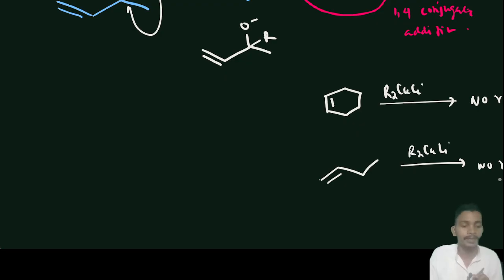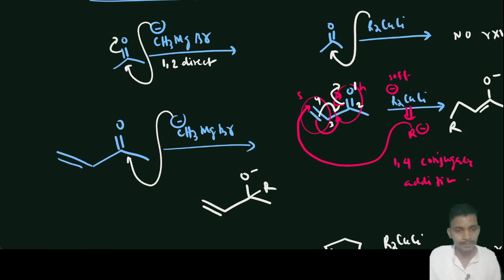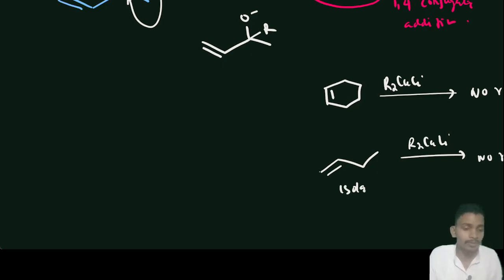No reaction. It is clear that the Gilman reagent will react only if there is a double bond conjugated with a carbonyl group. Otherwise, if it is simply a carbonyl group, no reaction. If you give simply an isolated double bond, also no reaction. So this makes an interesting point to study about the Gilman reagent: if we have a conjugated carbonyl group, we can use the Gilman reagent, which will do 1,4 conjugate addition reactions.